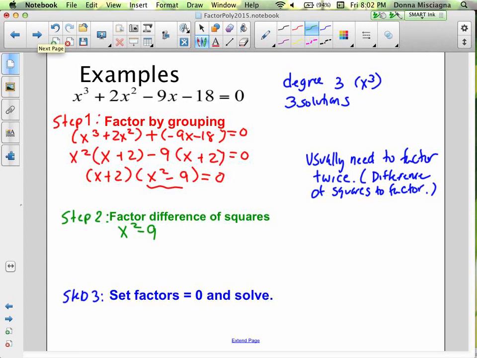So our a is 1, our b is 0 because there is no x term, and the c is negative 9. So 1 times negative 9 is negative 9. We need 2 numbers that multiply to give us negative 9 and add to give us our b term of 0. Well, those are going to be negative 3 and positive 3.